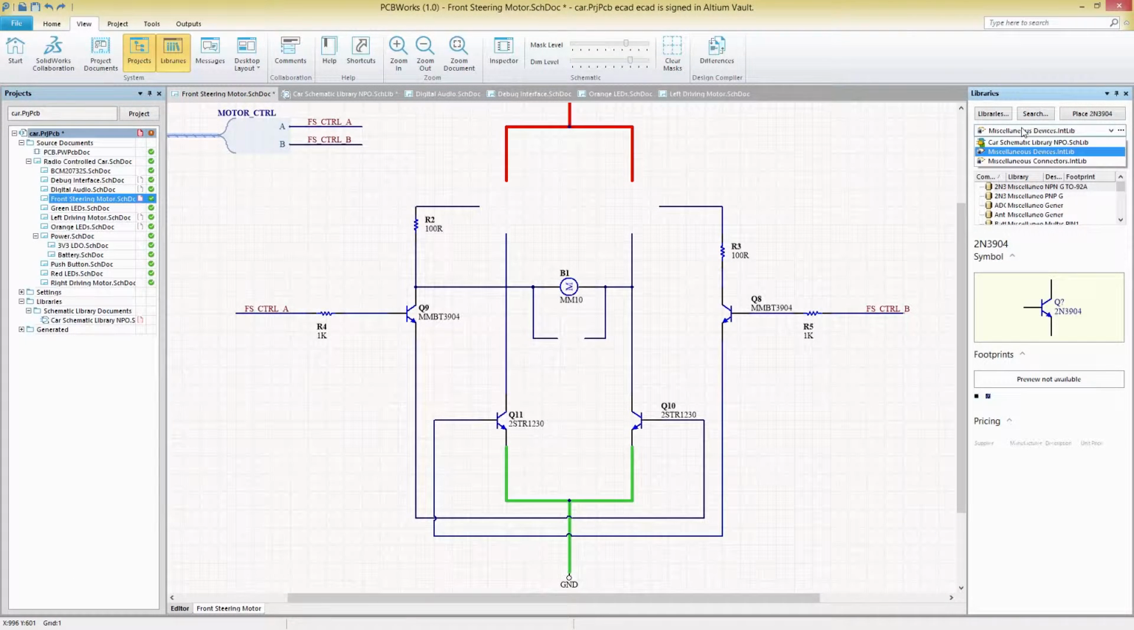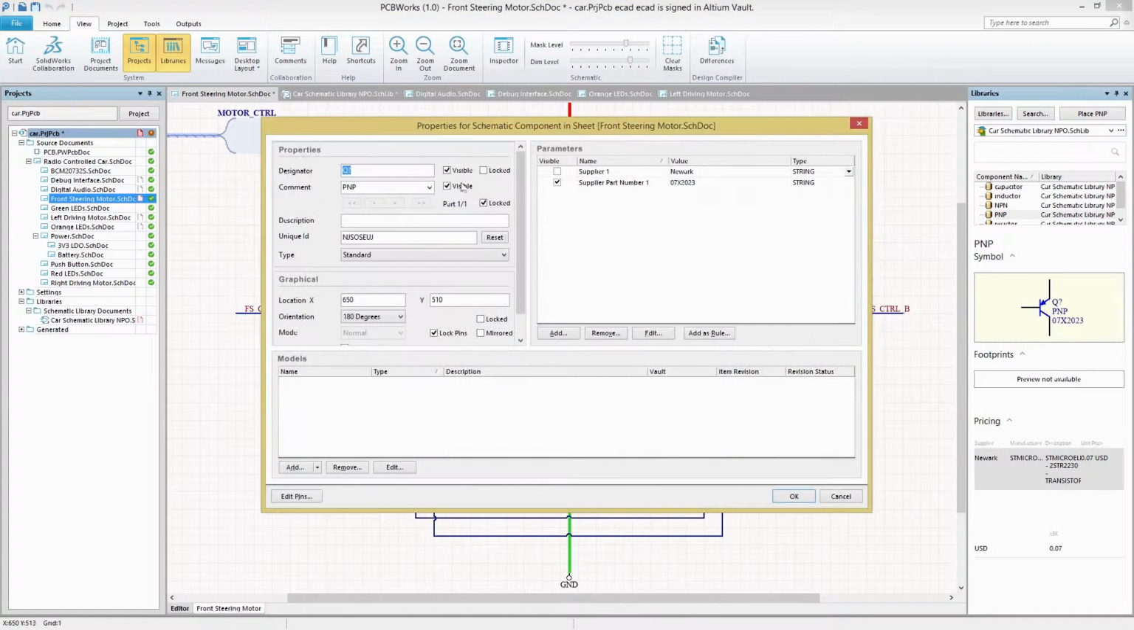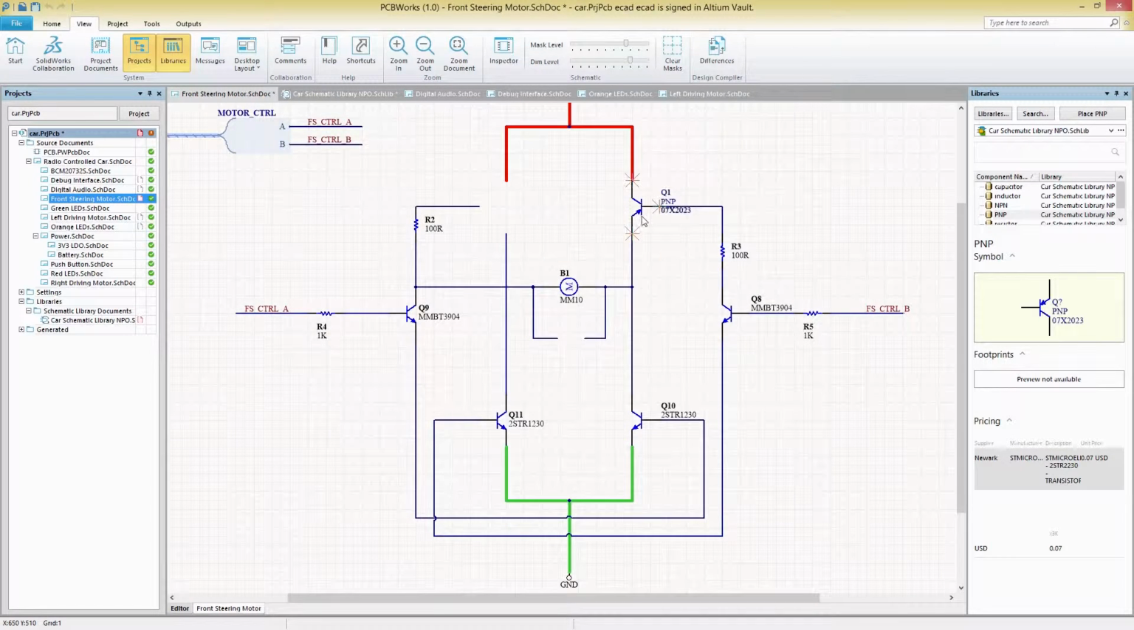templates and components in your PCBWorks library. Easily combine and manage all of your libraries in one single location, with parts that you know and trust from successful past projects.